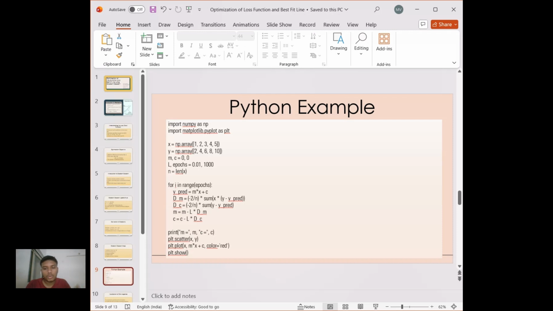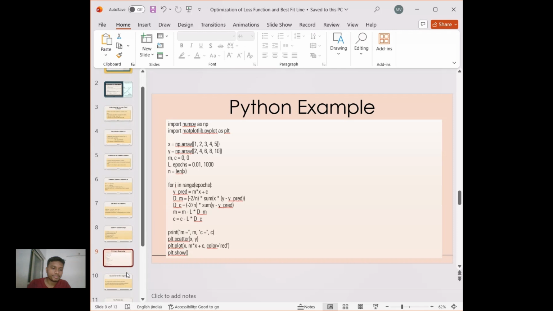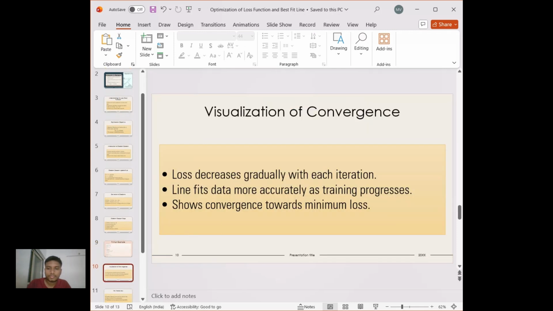If we plot the loss function value versus the number of iterations, we will see a downward curve. This shows that as the algorithm progresses, the loss function gradually decreases and finally stabilizes at 0. This means our model has learned the best possible m and c. The visualization also shows that gradient descent is effective and reliable for optimizing regression models.